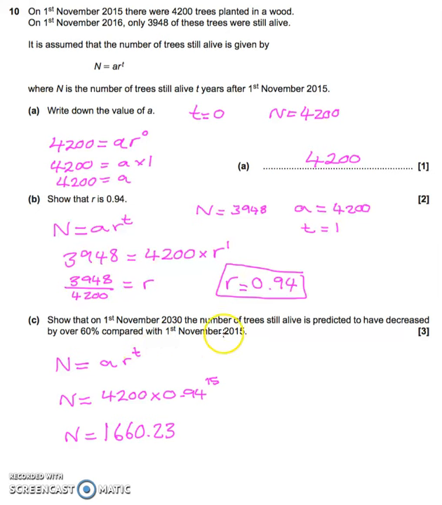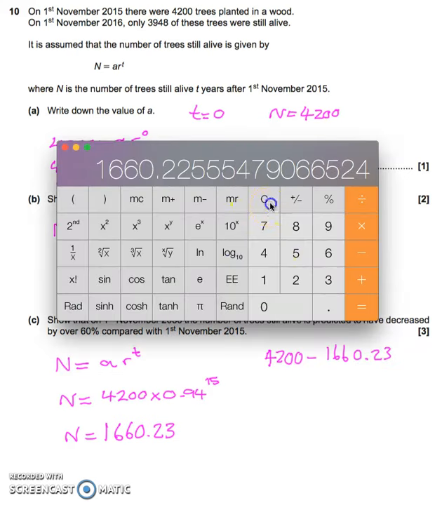Now to show that the trees that are still alive has decreased by over 60%, we have to work out the percentage decrease that has occurred. So we take this value and we work out the difference between this value and the original value, and this is how you do working out a percentage change. So 4,200 minus 1660.23, remember I rounded that off. Okay, let's work that out.